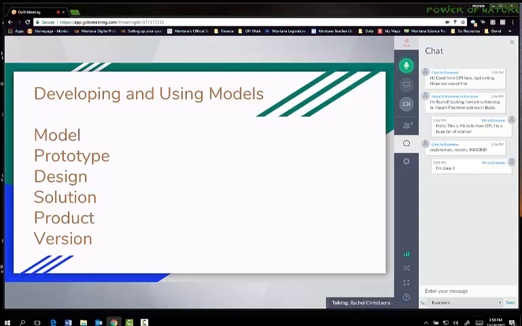Testing and revising? And so when we're testing and revising, would you think that that would go into like solution or design or prototype? When we're doing that in the classroom, what words are usually attached to that?